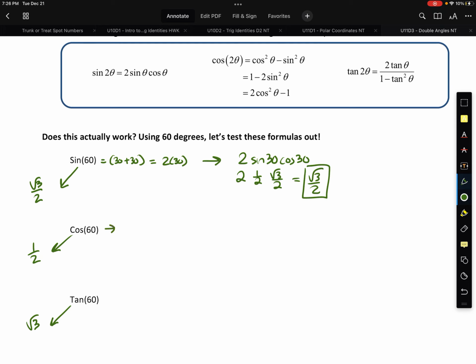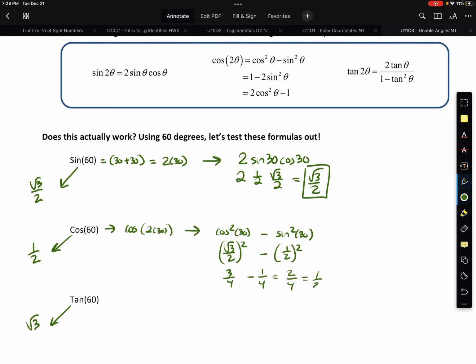Again, if we're looking at cos 60, we really have cos of 2 times 30, and here we have the option. It doesn't matter which formula we use. If I went with cos squared of 30 minus sine squared of 30, cos of 30 is rad 3 over 2, squared, minus 1/2 squared. 3 over 4 minus 1 over 4 is 2 over 4, which equals 1/2. And it works. It doesn't matter which trig setup we use for cos double angle, it's going to work no matter what.